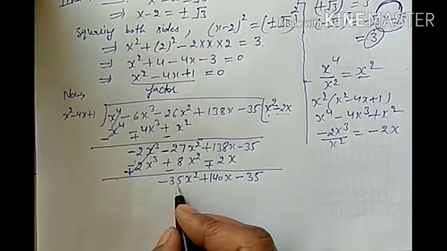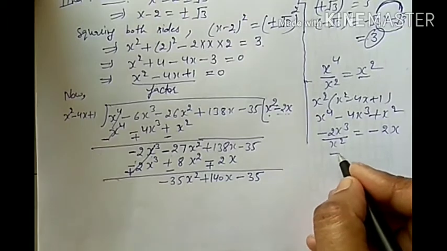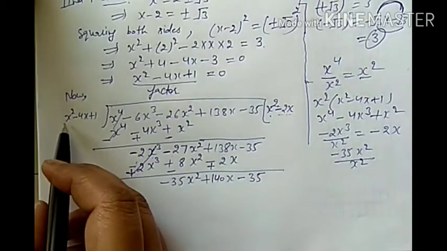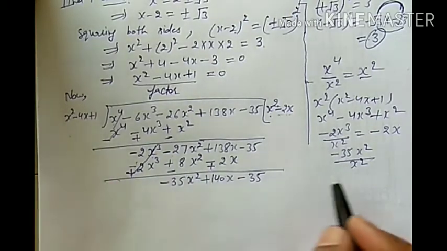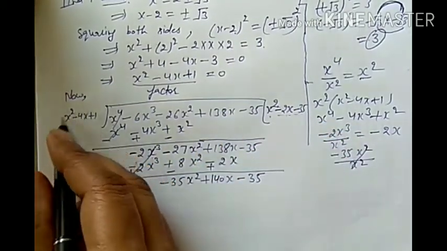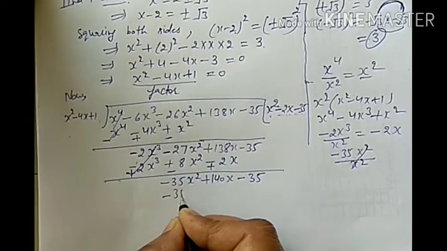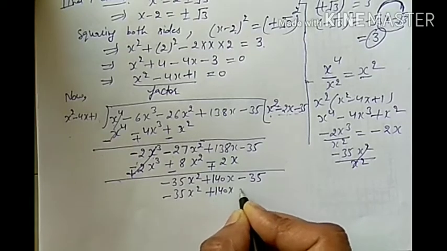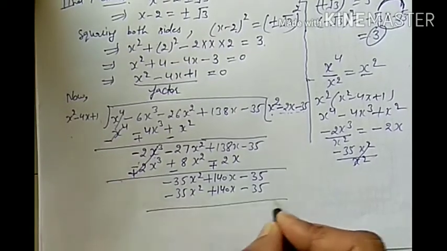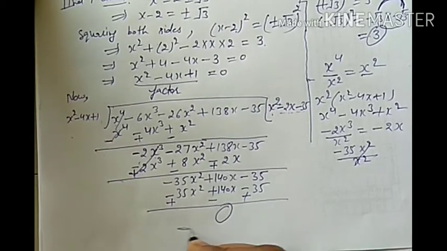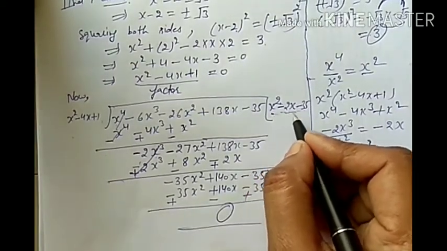Now the dividend's first term, or highest power term, is minus 35x square, again divided by x square, the divisor's first term, highest power term, gives minus 35. So again we multiply minus 35 and the divisor. So minus 35x square plus 140x minus 35. Sign changes and we got remainder 0. Hence we get another factor.